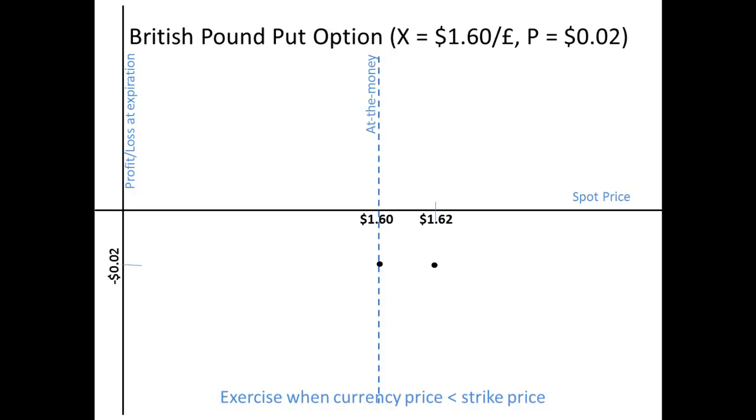At 162, the spot price is above the strike price. So the buyer will not exercise, and there's a loss of 2 cents. For all prices above 162, therefore, the buyer will not exercise and will lose the premium of 2 cents. This option is out of the money for the prices of above 160.